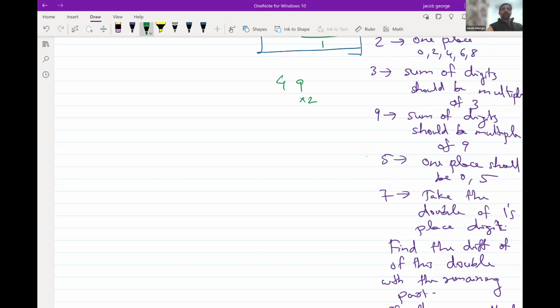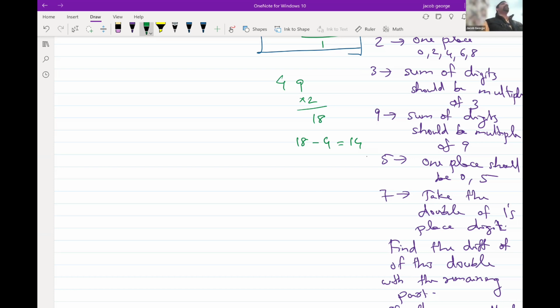We take double of 9. What is double of 9? Then take the difference of that with the 4, the remaining. What is 18 minus 4? 14. So this is divisible by 7. That's the check. This is applicable for all other numbers. We take the double of the ones place, then that one minus the remaining part. Difference means whatever is bigger minus the smaller. If it is a multiple of 7, then it is divisible.